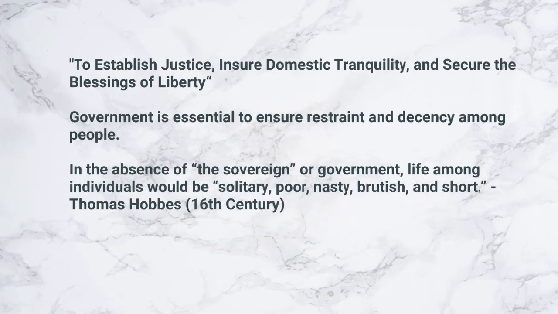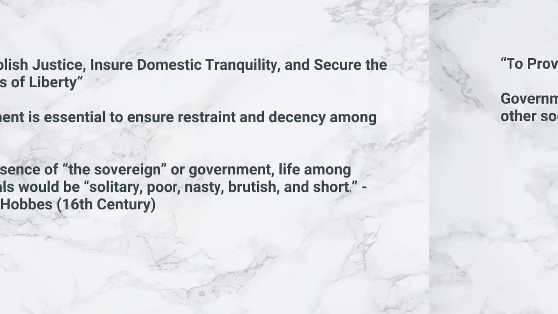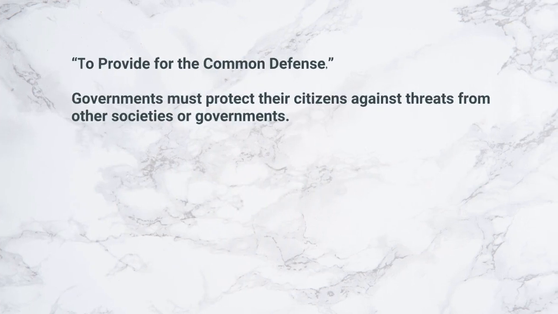Let's look at the preamble a little more closely. To establish justice, ensure domestic tranquility, and secure the blessings of liberty. Government is essential to ensure restraint and decency among people. In the absence of the sovereign or government, life among individuals would be solitary, poor, nasty, brutish, and short. To provide for the common defense. Governments must protect their citizens against threats from other societies or governments.